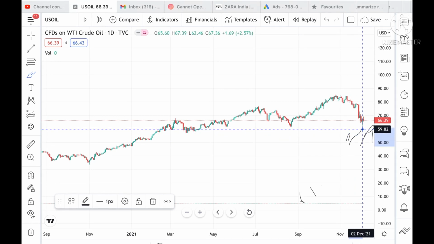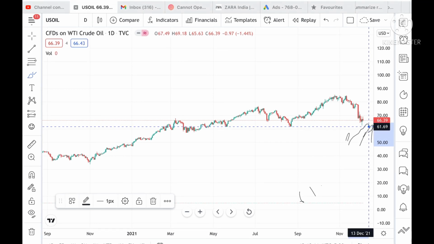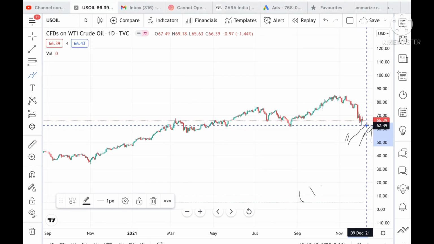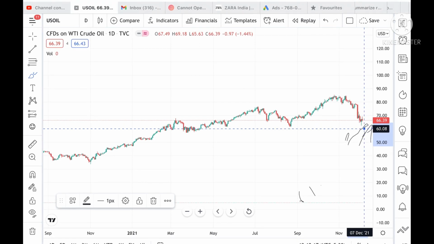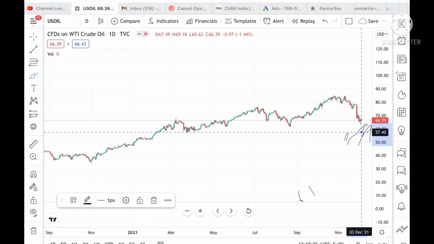So what you have to keep in mind is that if the price goes below a level of 63, there is a probability that it will go below a level of 61.69, because this level is already tested. So chances are high we can see a level of 60.35, and from there it can go and touch a level of 58.21. Okay, and from there we can see a level of 57.40.